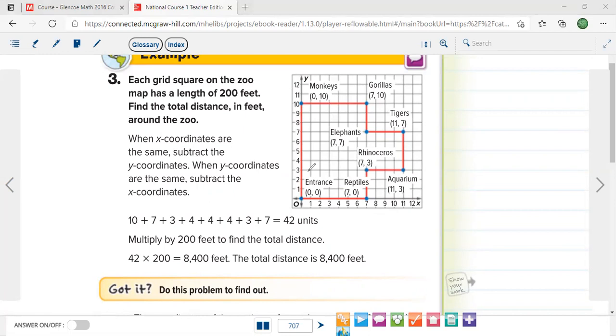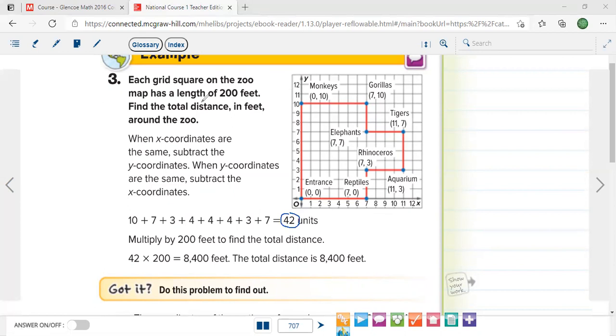So here we count how many units we have from the start. Of course, 1, 2, 3, 4, 5, 6, 7, 8, 9, 10. So we put here 10. Then 1, 2, 3, 4, 5, 6, 7. Then 3, then 4, another 4, another 4, another 3, another 7. So they are all 42 units around the red line, 42 units.